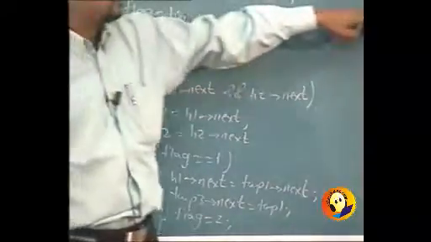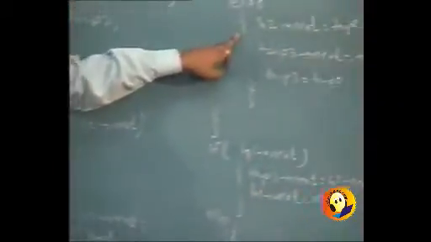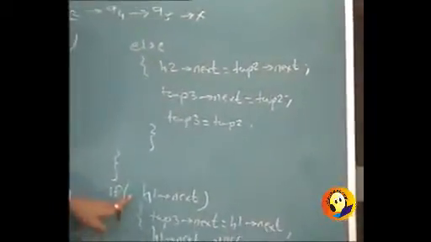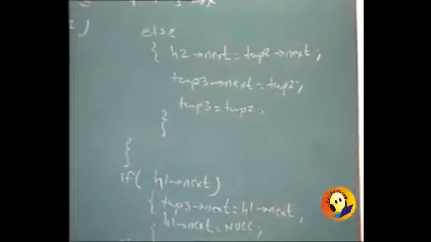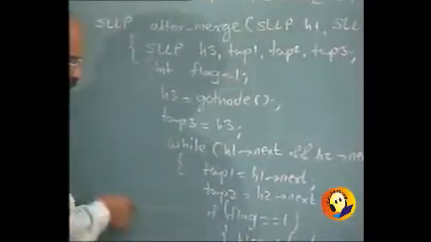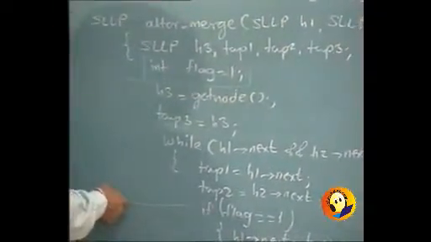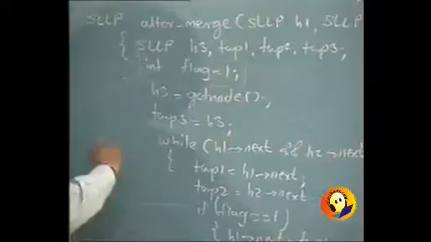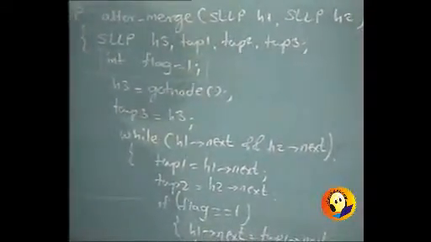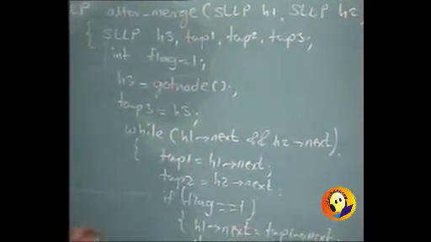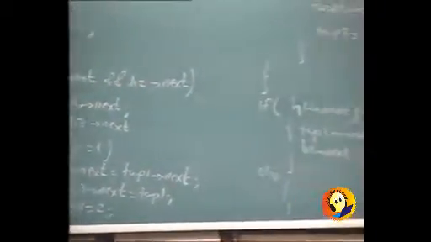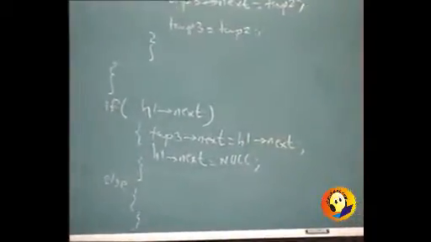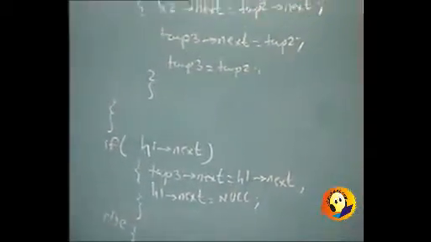Else, same job. Okay, on coming out, same job, return H3. So where is the change? Change is, you will have to use flag. Comparison will be on the basis of flag. Otherwise it is the same function which will merge the nodes in the alternate positions. Okay, it's entirely the same thing. No other change will be there, just by the use of flag.